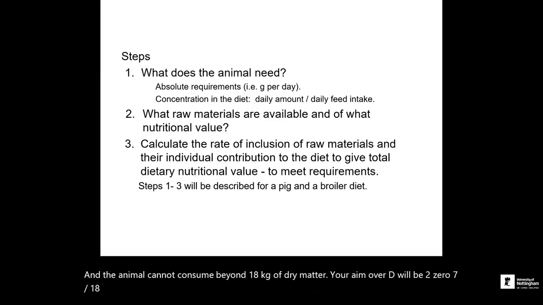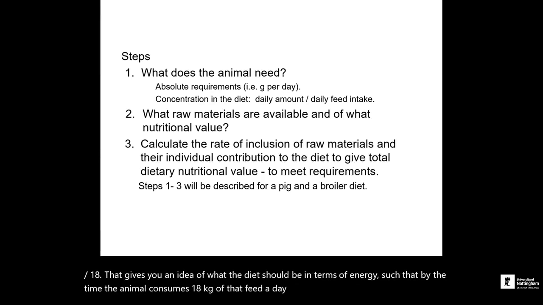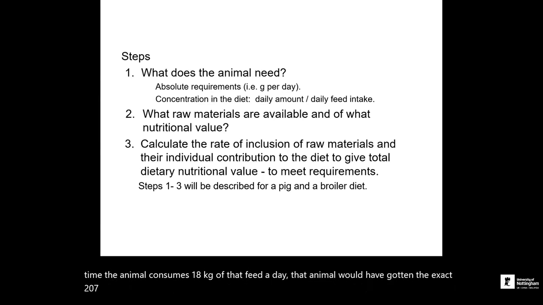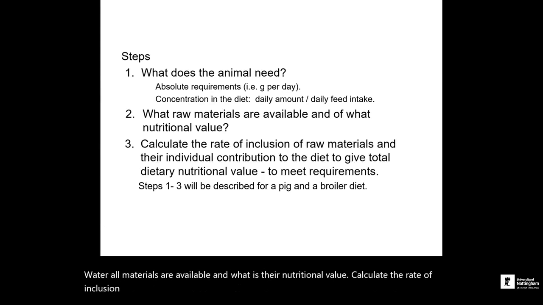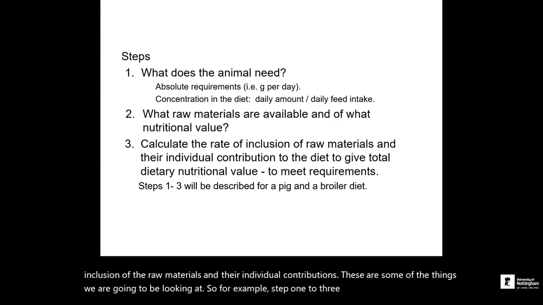That gives you an idea of what the diet should be in terms of energy, such that by the time the animal consumes 18 kg of that feed a day, that animal will have gotten the exact 207 megajoule of energy. What raw materials are available and what is their nutritional value? Calculate the rate of inclusion of the raw materials and their individual contributions. These are some of the things we're going to be looking at. So for example, steps 1 to 3 will be described for a pig and a broiler diet.